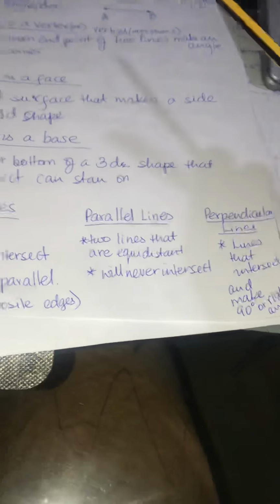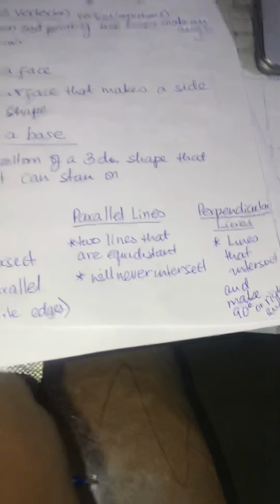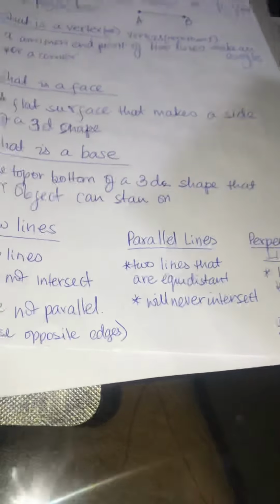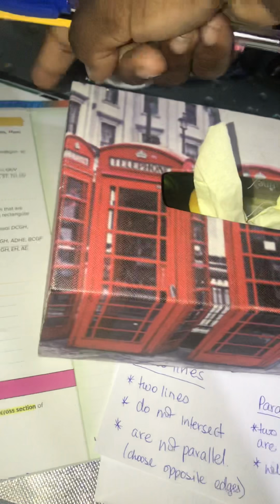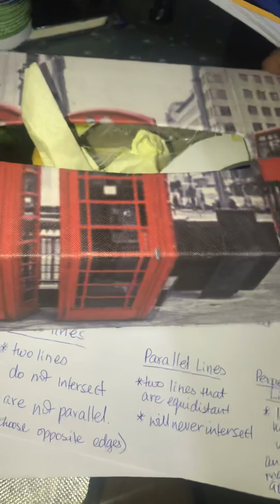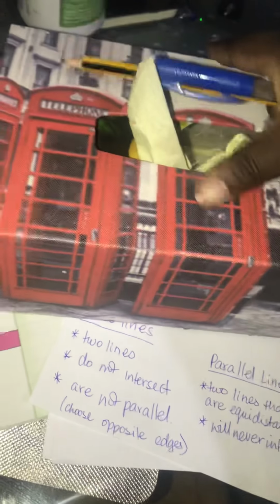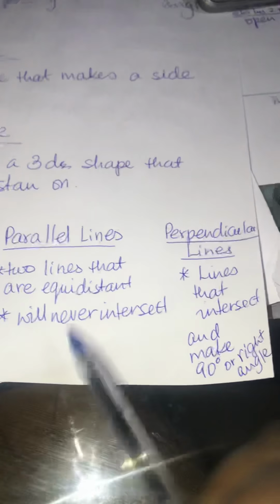Parallel lines, two lines that are equidistant. That means the distance between them is the same throughout. And they will never intersect. So this edge is parallel to this edge. One, they have to be opposite. And these lines will never meet. Okay? These lines will never meet. The opposite sides of your rectangle or your square. They will never meet. Those are what we are calling parallel lines.